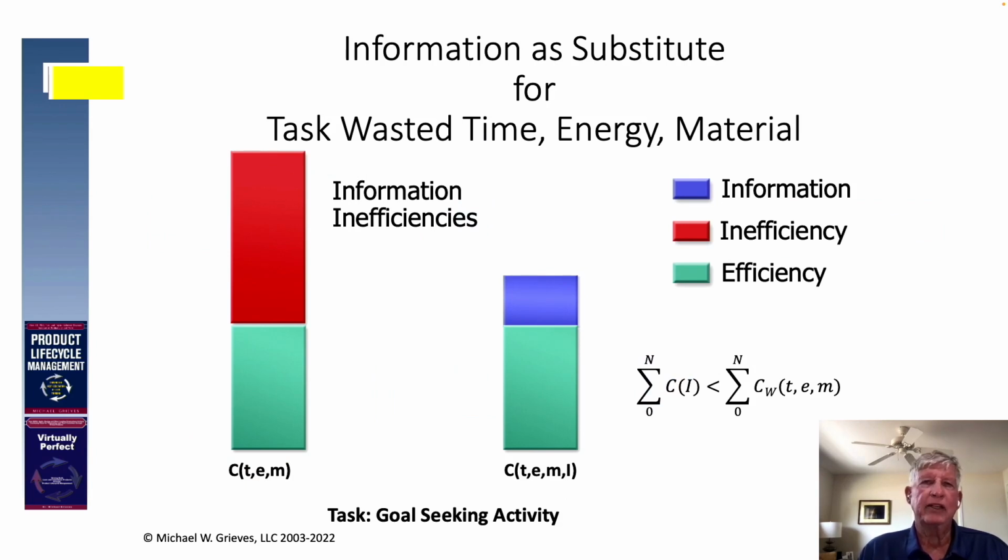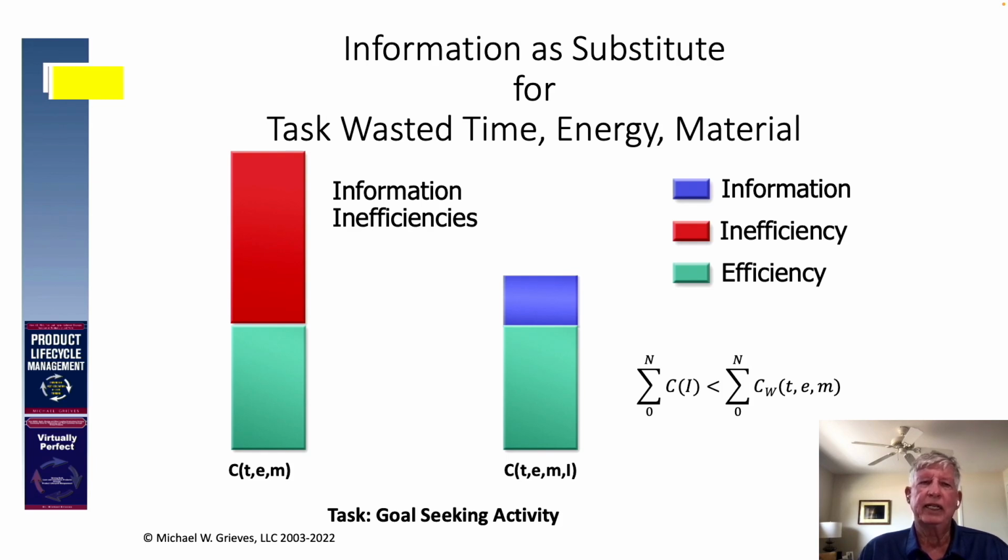So how do digital twins create value in today's organization? This can be illustrated by this simple graphic: information is a substitute for wasted time, energy, and material. Most of human existence is about goal-seeking activity, where we're trying to accomplish tasks using a minimal amount of physical resources.